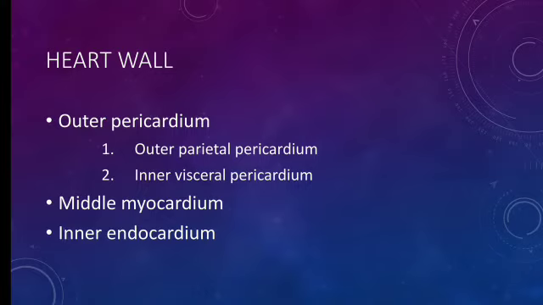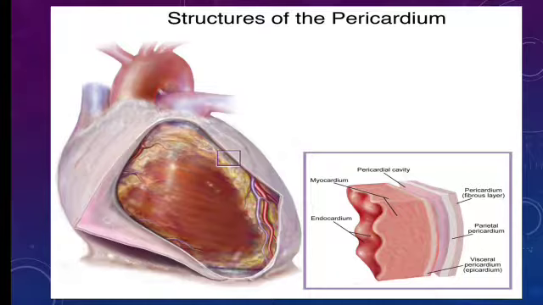First thing, the heart wall. As of now, we know the heart is made up of cardiac muscle and it is surrounded by the pericardium, right? But it has different layers, and now we are going to see about it. First of all, it is surrounded by the pericardium, in the middle it is the myocardium, and the inner layer is going to be the endocardium. The pericardium is further divided into the outer parietal pericardium and the inner visceral pericardium.